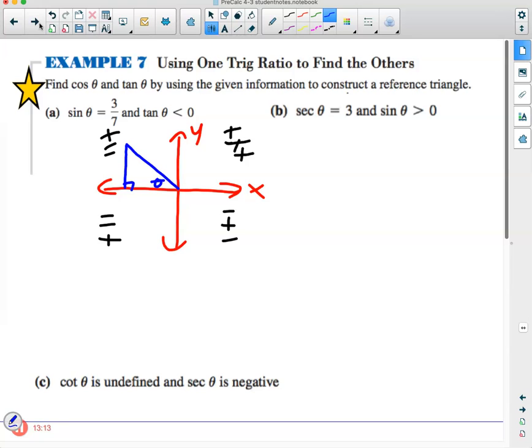So that's my little theta right there. Again, not drawn to scale or anything. It's just a sketch to help me figure out what's going on. And then I remember sine. Sine is always opposite over hypotenuse. So opposite must be a 3. Hypotenuse must be a 7. In order to tell them what cosine is, I'm going to need adjacent. So we have a little formula we have to use for that. What's that formula?